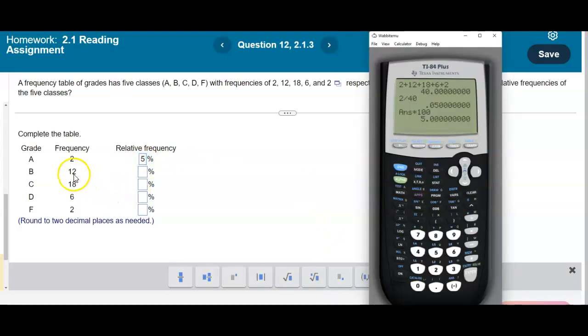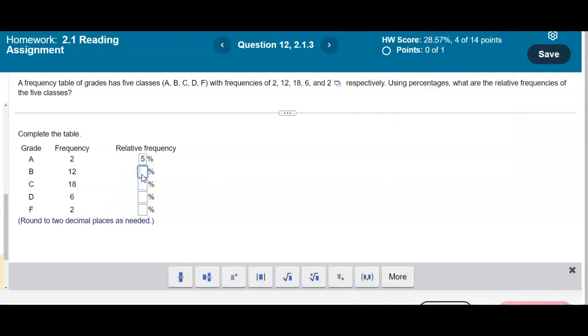Okay, the next one we have is 12. So we're going to take 12 and divide it by the total number of the frequency, which is 40. And we're going to get 0.30. Now, if we multiply that by 100%, that's going to give us 30. So therefore, this is going to represent 30%.